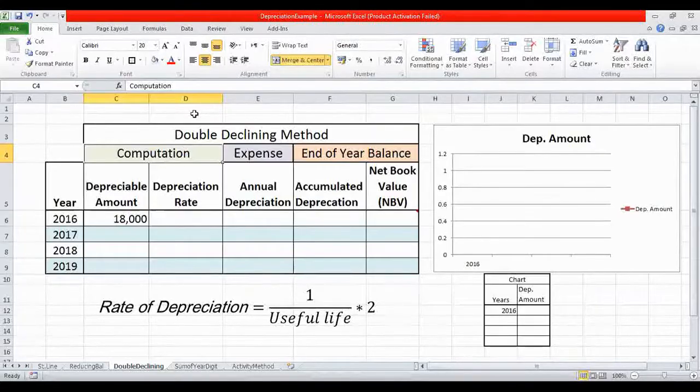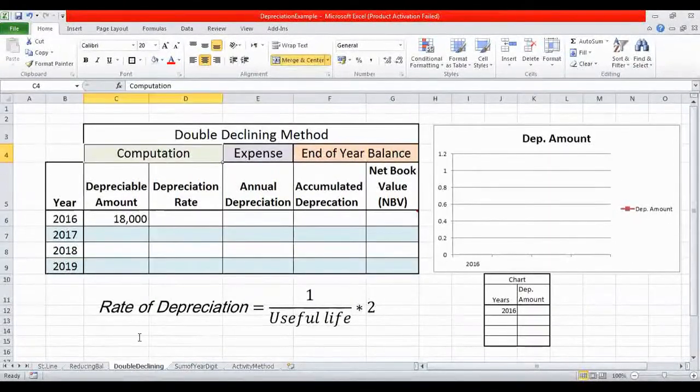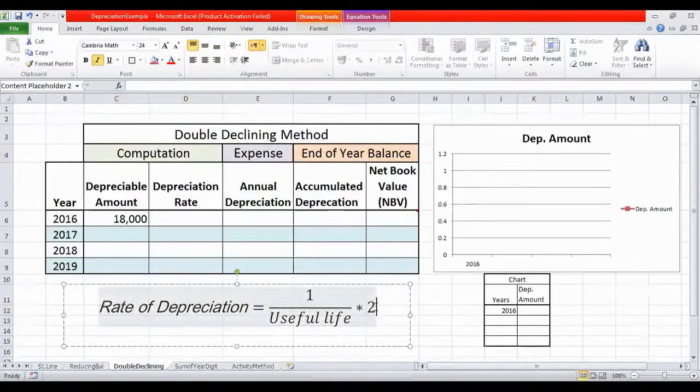But the only difference is that in the reducing balance method, we were using this formula to calculate the depreciation rate. But in the double declining method, we are going to use the simple formula for the straight line method to calculate the depreciation rate. So this is the formula: 1 over useful life. The useful life of this machine or this plant is 4 years. So 1 divided by 4 is going to give us 25%. 25% times 2. This is why it is called the double declining method, because we are doubling the rate of depreciation.